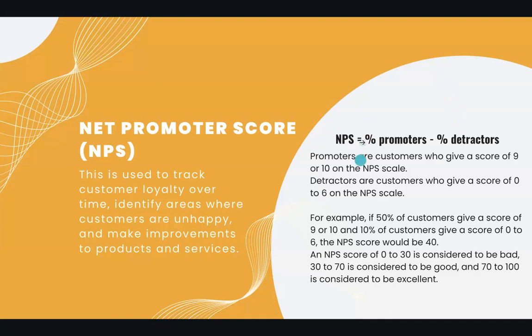So I'm going to explain how this works. NPS, Net Promoter Score, is the percentage of promoters minus the percentage of detractors. Promoters are customers who give a score of 9 or 10 on the NPS scale. Then detractors are customers who give a score of 0 to 6 on the NPS scale.